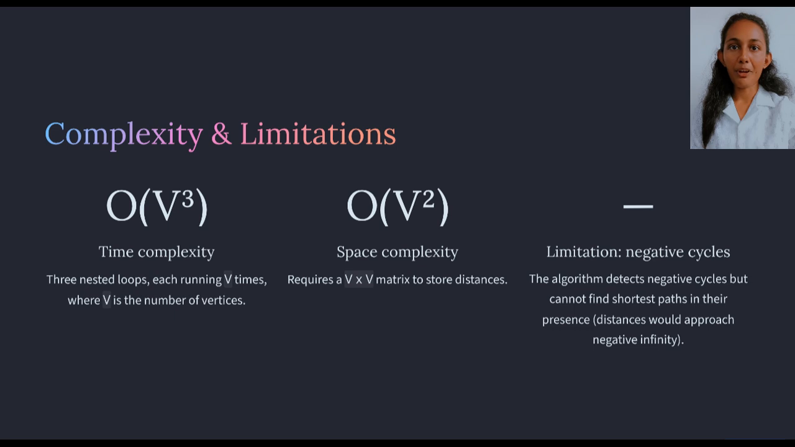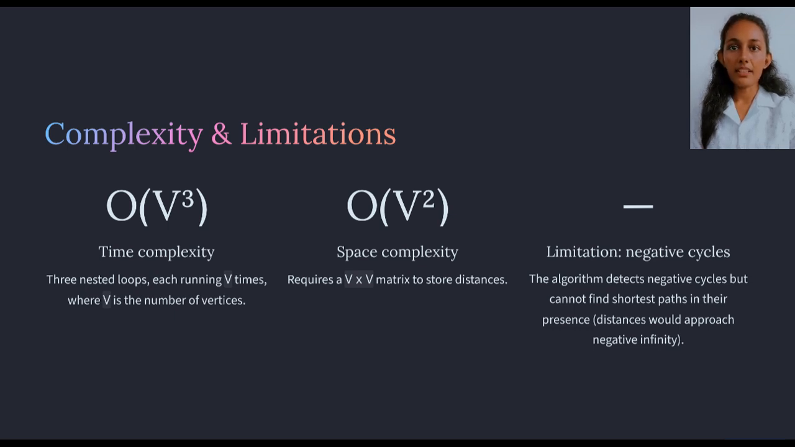Finally, let's talk about efficiency. Time complexity. The algorithm runs three nested loops, one for each possible intermediate vertex, one for each source vertex, and one for each destination vertex. That means for a graph with V vertices, the algorithm performs roughly V cubed operations. The cubic growth makes it practical only for small to medium graphs. For very large graphs, the runtime becomes too slow.